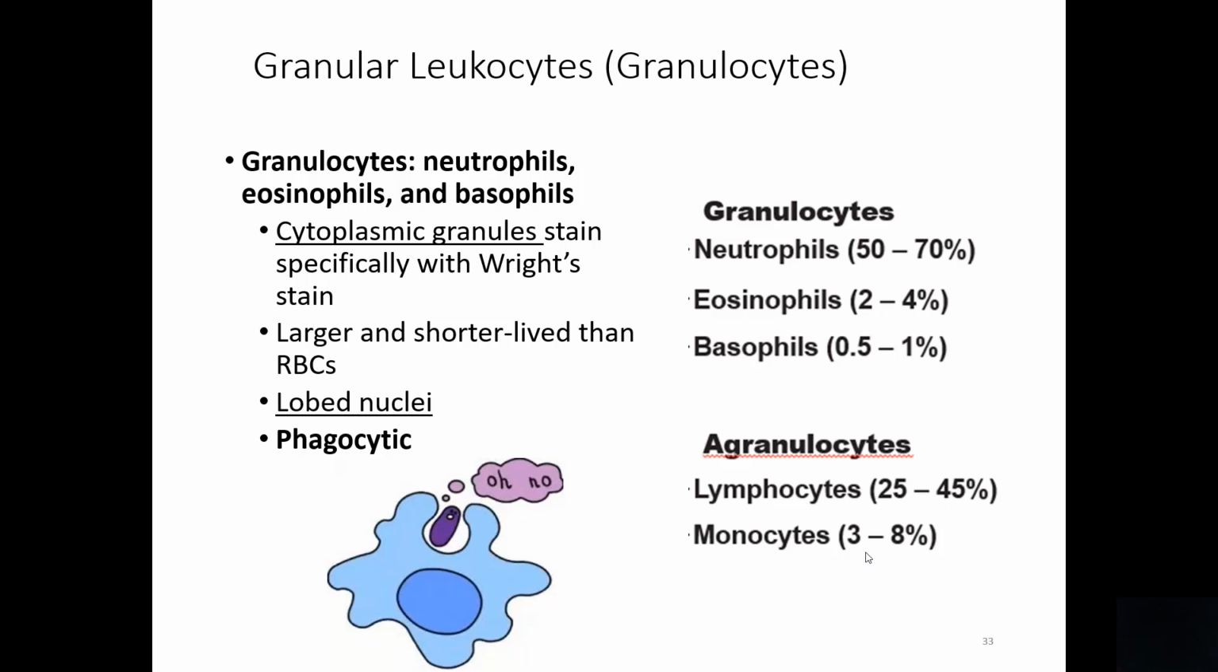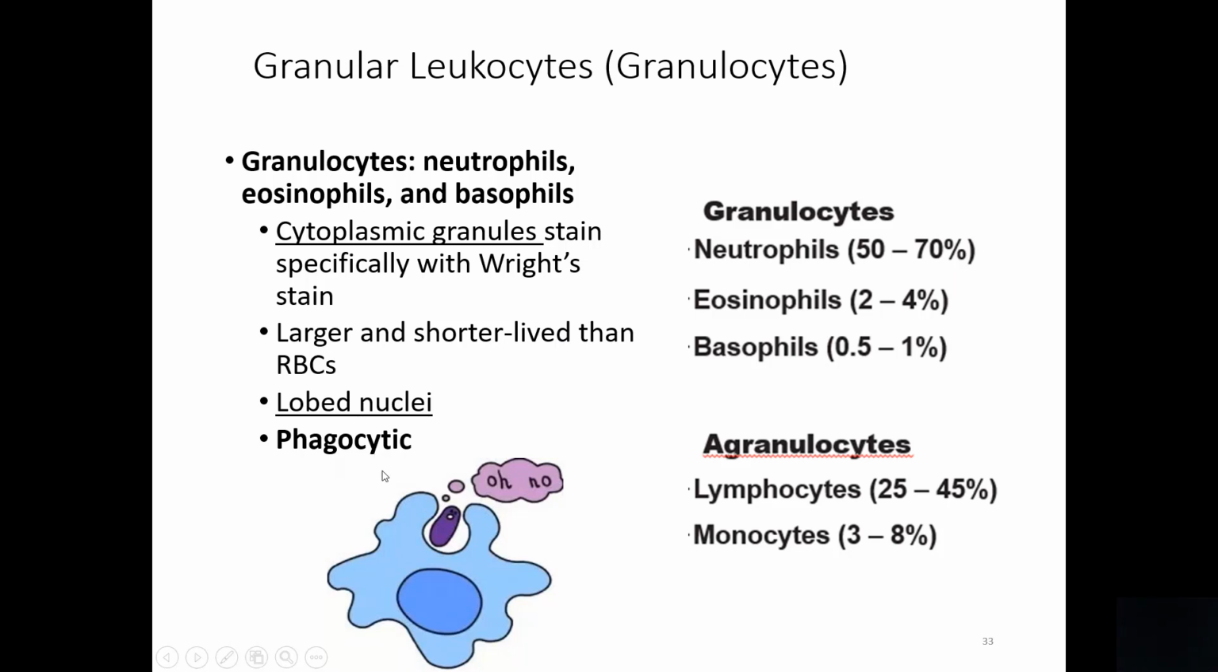There are two main types of leukocytes: granular leukocytes or granulocytes, and agranular leukocytes or agranulocytes. What's the difference? Visible granules that you can see in their cytoplasm. They are called cytoplasmic granules, and they stain specifically with Wright stain. There are three types of granulocytes: neutrophils, eosinophils, and basophils. They all have lobed nuclei. They are all larger and shorter lived than red blood cells, and they are all phagocytic.